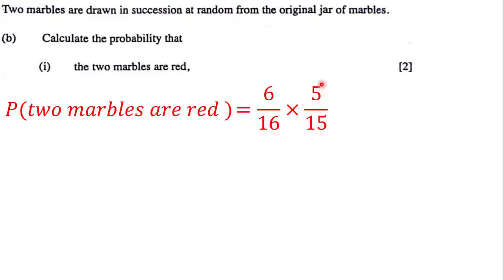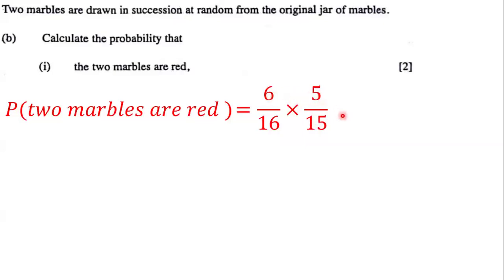So that's why the probability that the second marble drawn is red, given that the first marble drawn was already red, is 5 over 15. Again, the probability that the second marble drawn is red, right? Given that we already know that the first marble drawn was red, it's going to be 5 over 15.